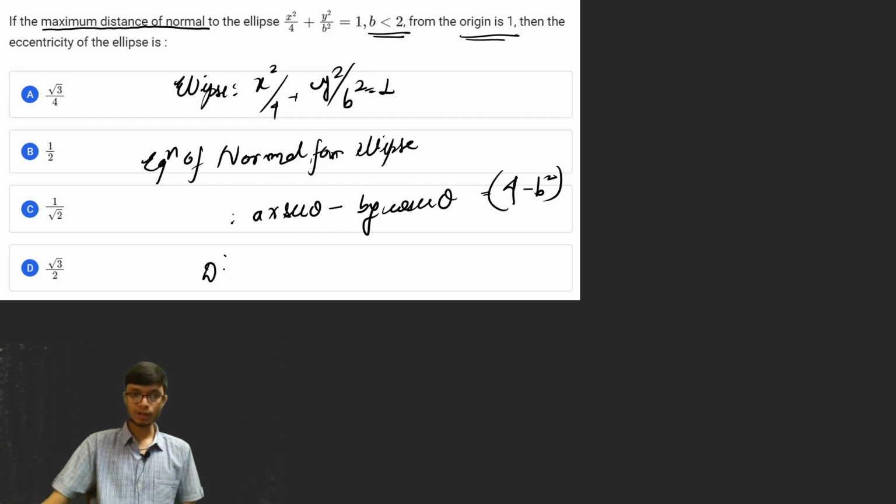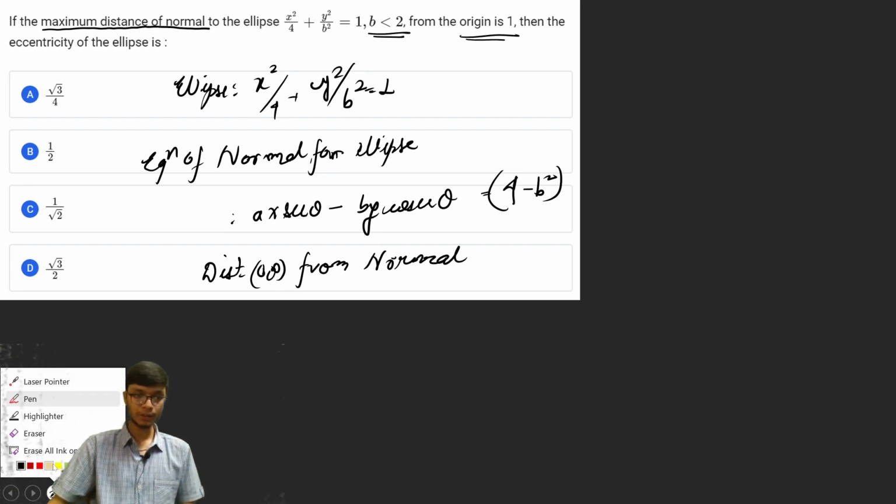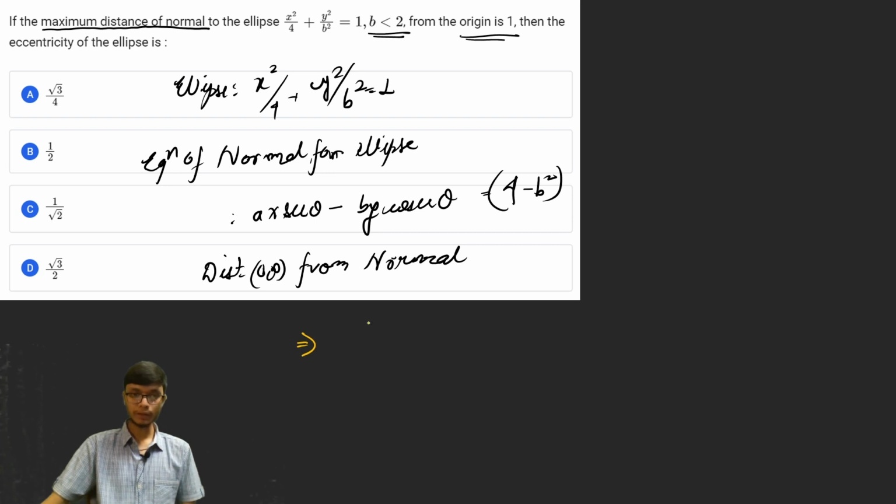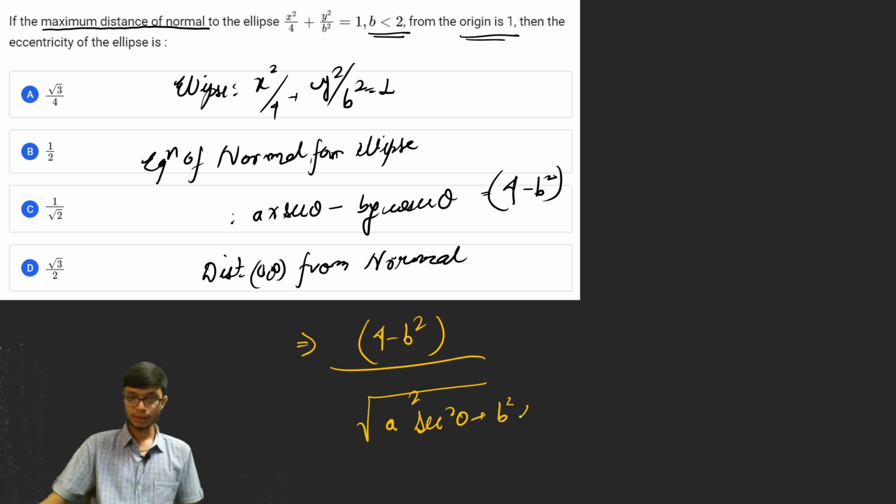If I have to find the distance of (0, 0) from the normal, you will find this perpendicular distance. Since the point is (0, 0), x is 0 and y is 0, so this distance will become 4 minus b square divided by the square root of a square sec square theta plus b square cosec square theta.